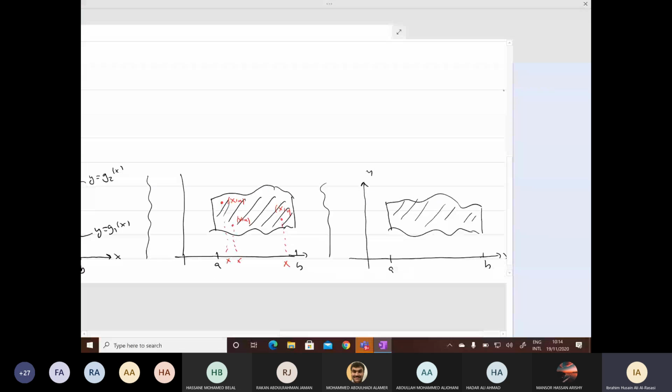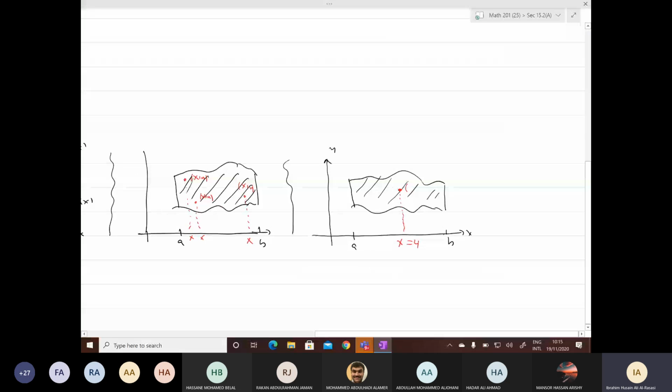Now here I will take a point, just an arbitrary point, and this is the x. But to make it clear to understand, I will take a specific number between a and b. Let me call it, for example, 4. And this is y equals g2(x), and this is y equals g1(x). If you choose a specific x, for example x equals 4.